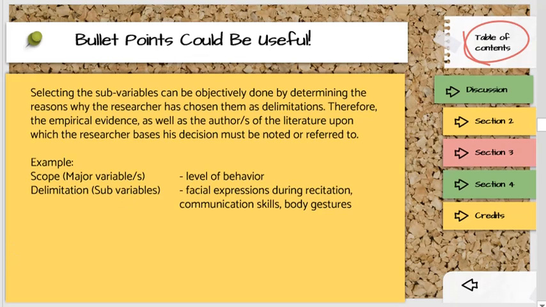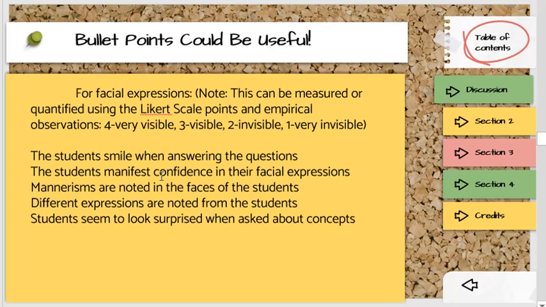So, for example, for facial expression, okay? So under facial expression, we have the following indicators. The students smile when answering the questions. The students manifest confidence in their facial expressions. Mannerisms are noted in the face of the students. Different expressions are noted from the students. Students seem to look surprised when asked about concepts. So these are the specifics or the specific concepts that are included under facial expressions.